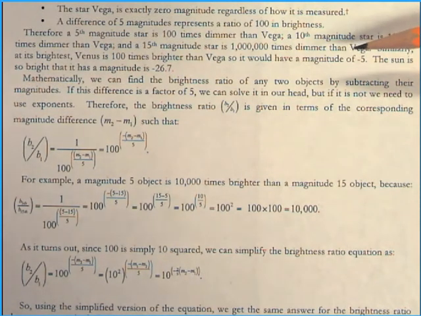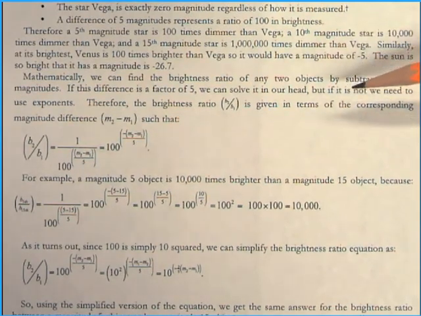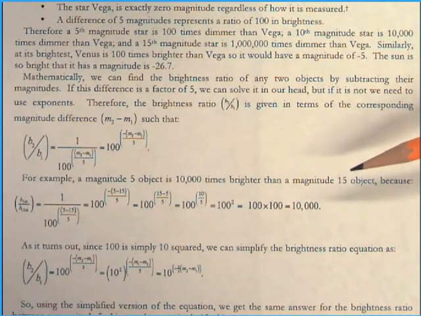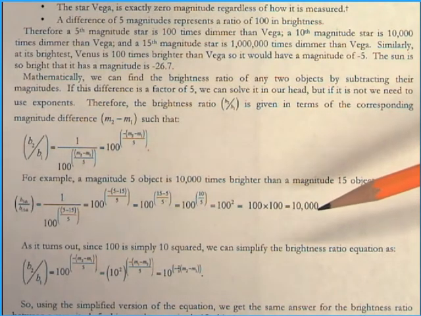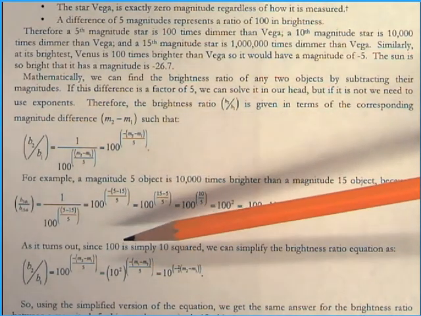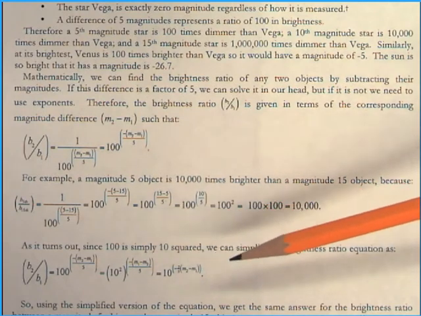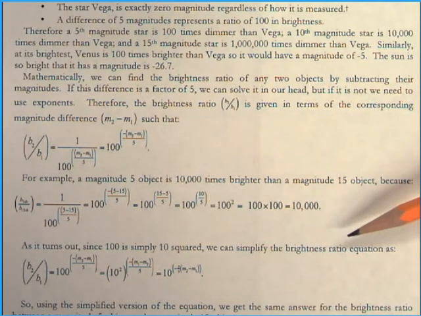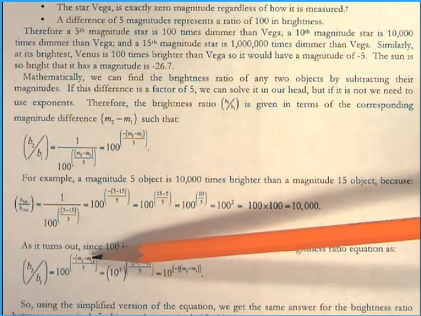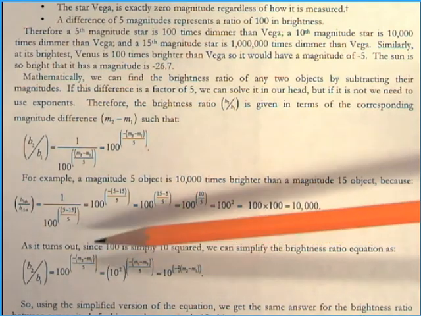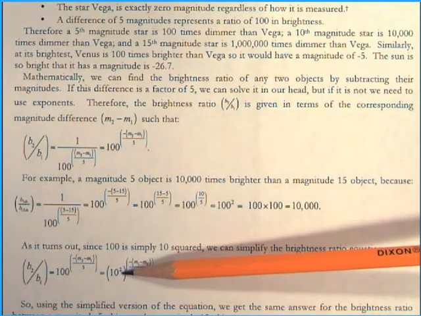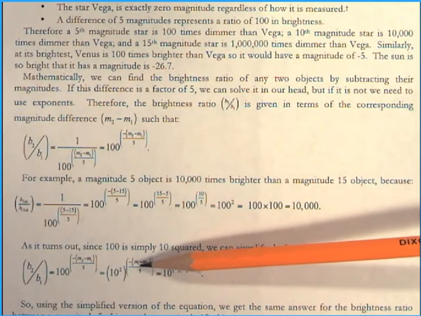Now, why do we go through all this effort for a magnitude difference of 10? We already know what the answer would be. But if the magnitude difference is not exactly 5 or 10 or 15, we would have to go through this whole mathematics to figure out what the brightness ratio is. As it turns out, since 100 is simply 10 squared, we can simplify the brightness ratio: B2 over B1 is 100 to the negative (M2 minus M1) over 5, which is 10 squared to that. And remember, when you have something with an exponent to an exponent, you multiply the exponents.